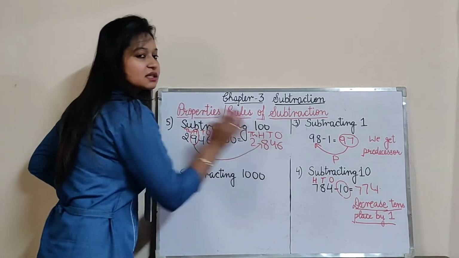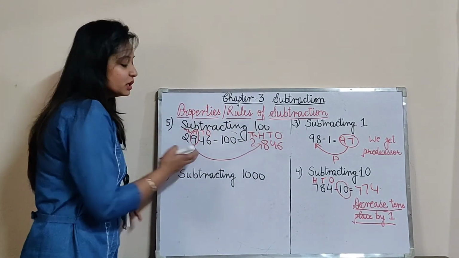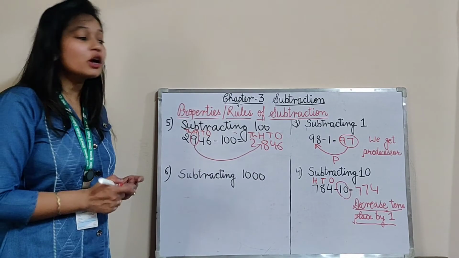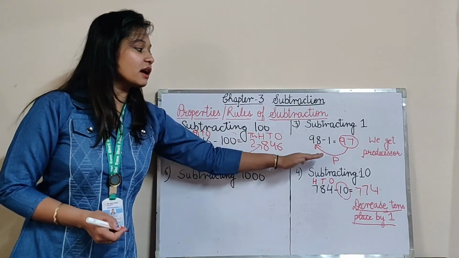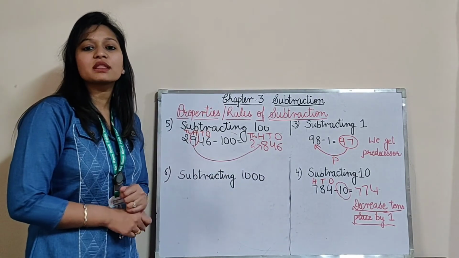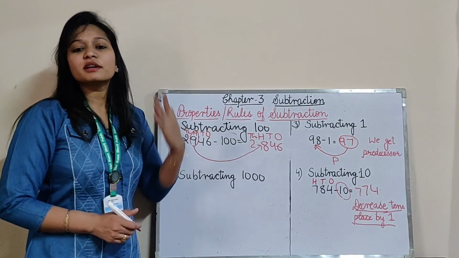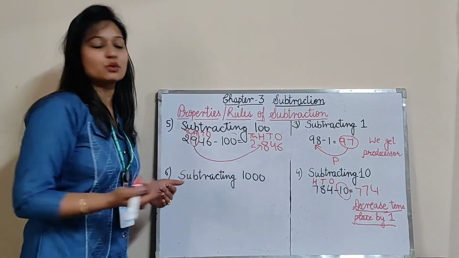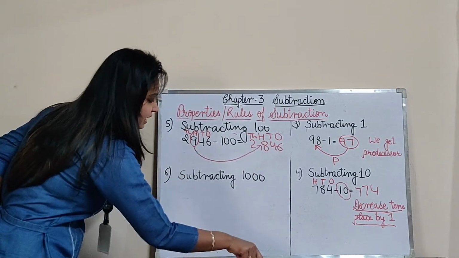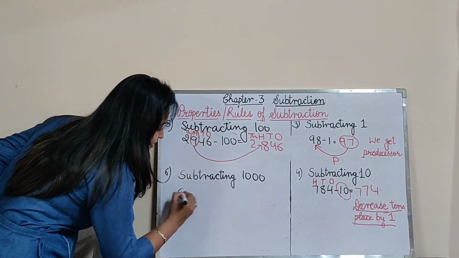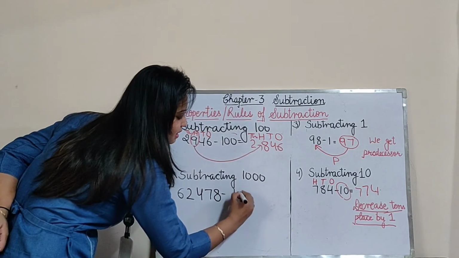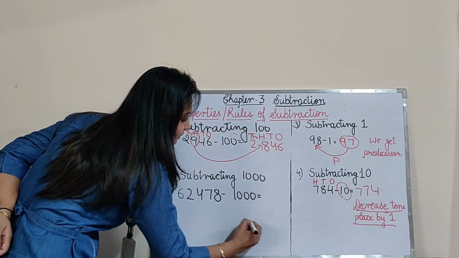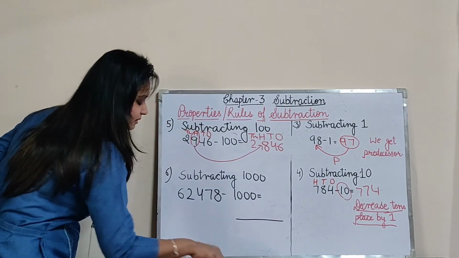Directly we have decreased 100 through one number only, and it's easy because we need not show minus. We can directly write the answer. But these tricks can be used only in the case of 10, 100, 1000, means the numbers with zeros, right? So let's move to next. So next is 6, 2, 4, 7, 8. Let's say this is the number and we have to subtract 1000 from this number.